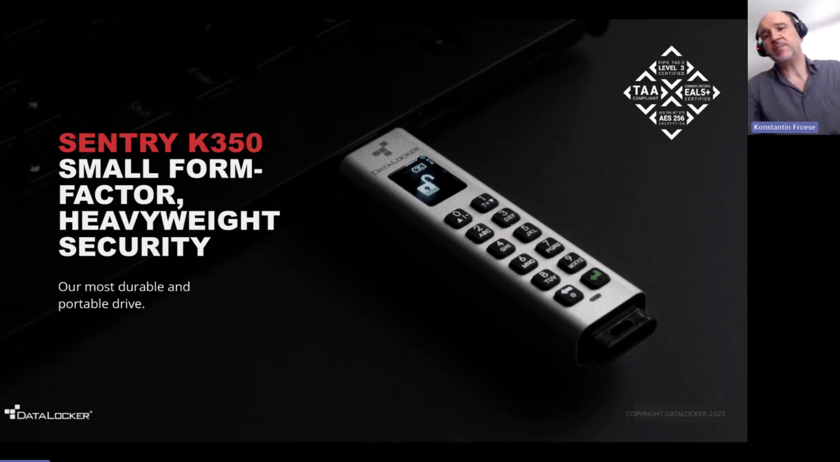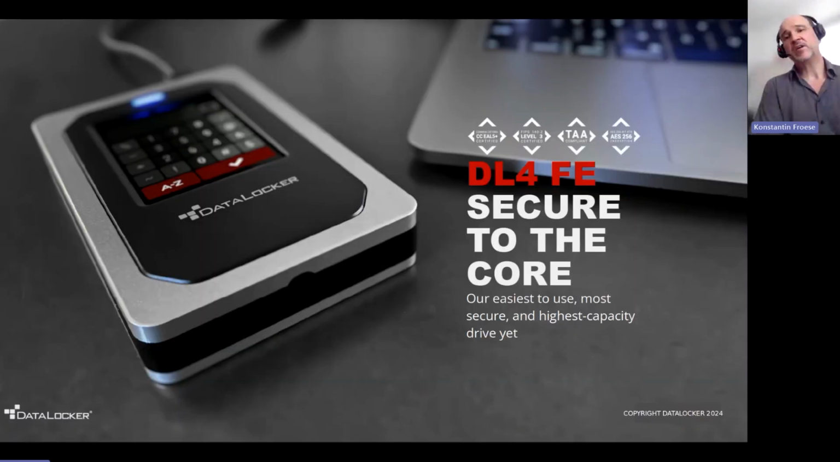K350 can optionally be managed with Safe Console as well. And from there, we go to the big brother, DL4FE, and I call it big brother because it uses the same encryption technology, so many features are the same. Interesting with the DL4FE is that, looking at the form factor, it is a little bit bigger because it uses 2.5-inch SATA drives.